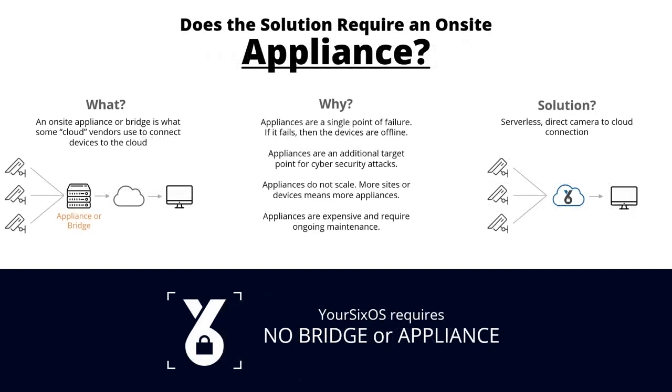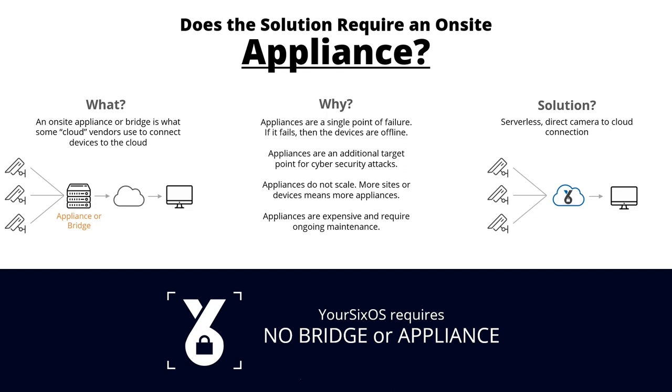The second question is, does the solution require an on-site appliance? An on-site appliance is what some cloud vendors use to connect devices to the cloud. It may also be referred to as a server or a bridge. So, as you can see in this diagram, the edge devices connect to an appliance, and then the appliance makes the cloud connection. There are quite a few pitfalls with this model. We're going to explore four of them.